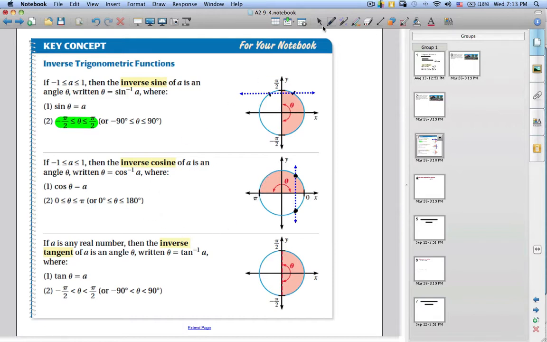Okay, so there's always going to be this extra piece of information that helps you figure out where we are talking about. And normally what it does is it eliminates half of the unit circle by the rule that's placed on here. Okay, so that's an added element that we're going to be working with.